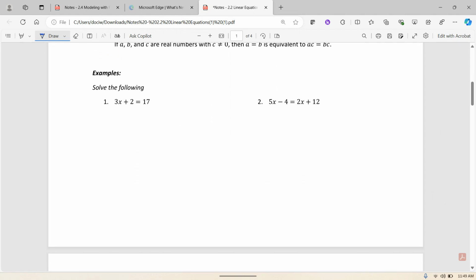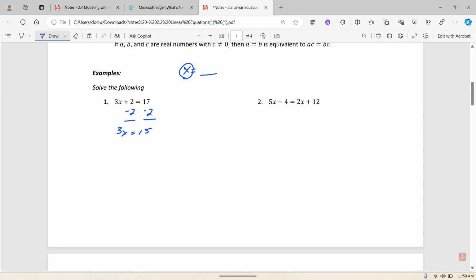Example 1. If we're going to solve the equation 3x plus 2 equals 17, remember, the goal of solving an equation in one variable is always to get down to x equals a value, x equals 2, x equals 3, to solve for x. So I have the 3x plus 2. I'm going to eliminate that 2 from the left-hand side. My goal, again, is to get the x all by itself. So when I subtract 2 from both sides, 3x plus 2 minus 2 leaves me with just 3x on the left-hand side. 17 minus 2 is 15. I've eliminated that plus 2 from the left-hand side.